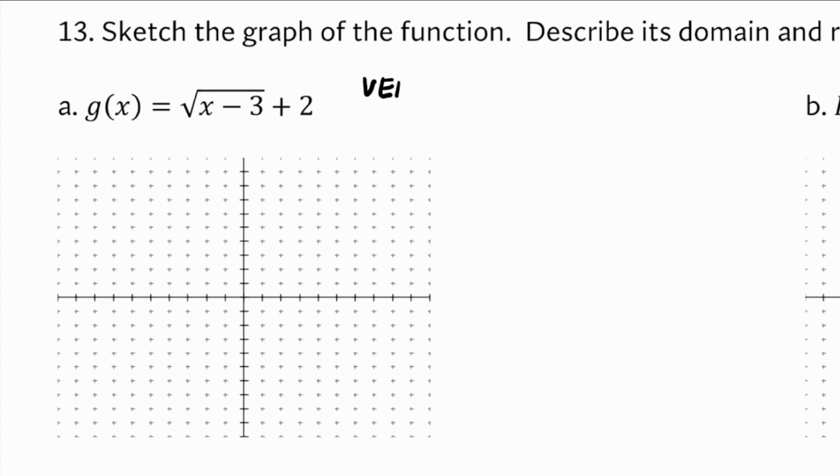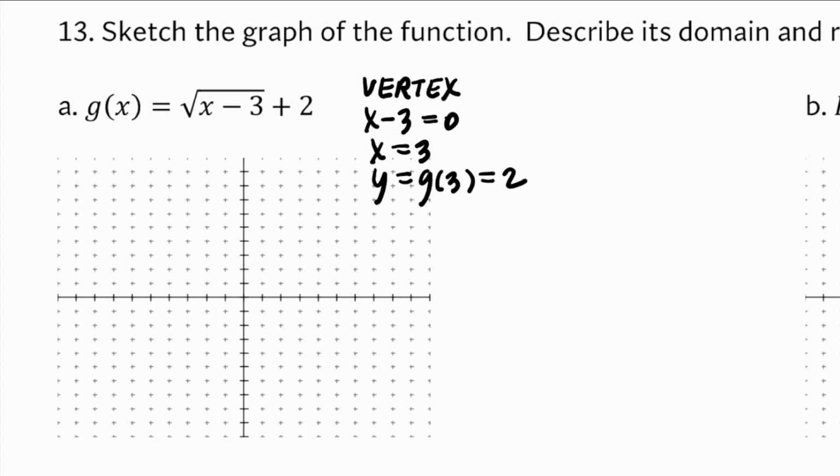That's what I'm calling this. The edge of the domain. So it's going to be where x minus 3 is equal to 0. It's going to be x equals 3. And then y is going to be g of 3. And that's going to be 0 plus 2 is 2. So it's 3 and 2. Kind of label that point there.